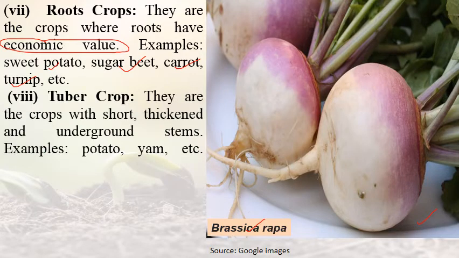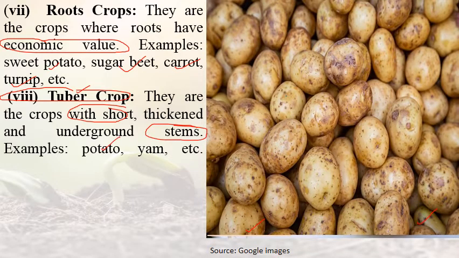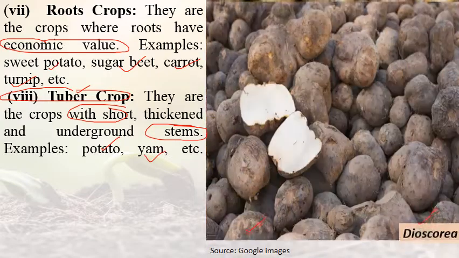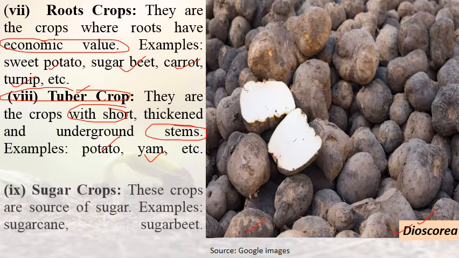Next we have tuber crops, in which we use the tuber. They are the crops with short, thickened underground stems, and these are known as tubers. We have examples like potato, which is an underground stem, called a tuber. Then we have yam, that is Dioscorea floribunda. They are rich in starch. So this underground stem stores reserve food material in the form of starch, which is exploited or used by humans.